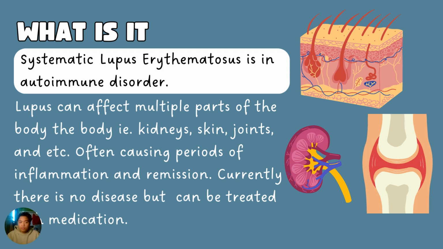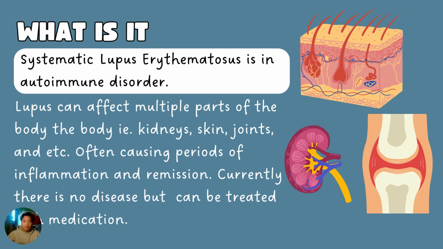Systemic lupus erythematosus is an autoimmune disorder. It has a couple different names, like lupus, SLE, and also systemic lupus. Lupus essentially affects multiple parts of the body, like the kidneys, the skin, joints, and other areas. It causes periods of inflammation and remission. Periods of inflammation are essentially flare-ups.